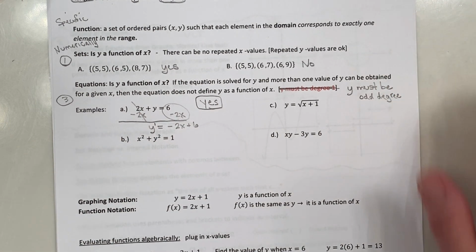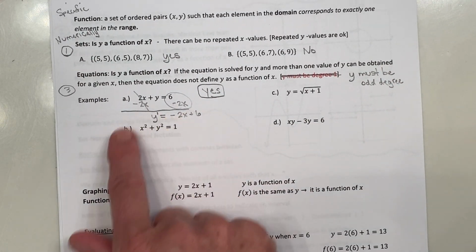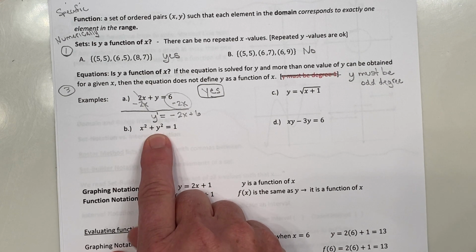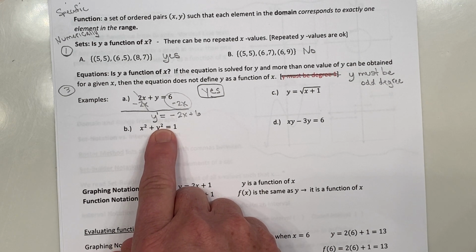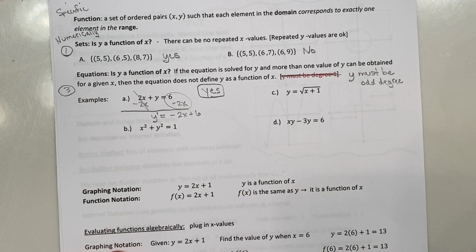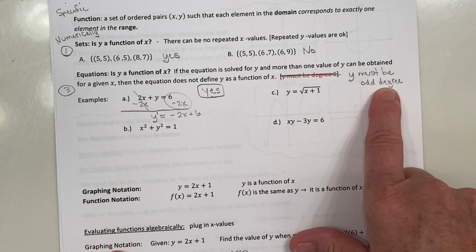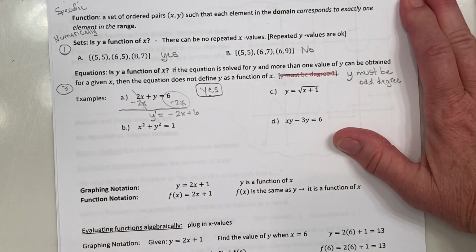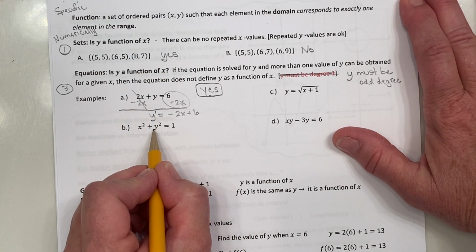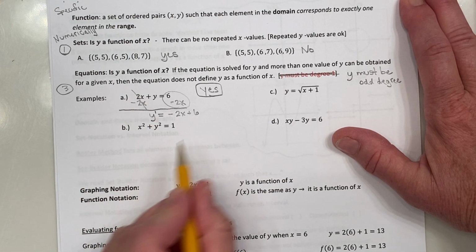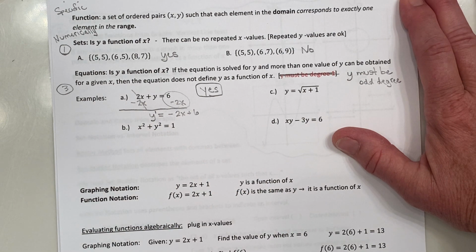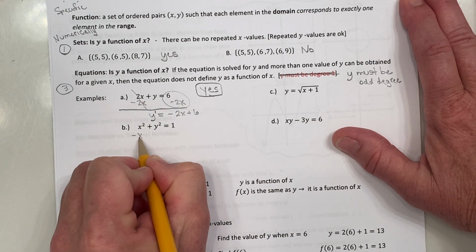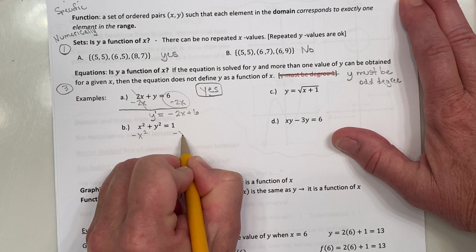Okay, let's look at example B. Well, already just by inspection, let's look at this equation. I see that y has an even power. I'm predicting that this answer is no, that this is not a function, based on y must be an odd degree. All right, so how do I get y by itself and mathematically determine that this is not a function? Let me get x squared out of the way, move it to the right side of the equation.